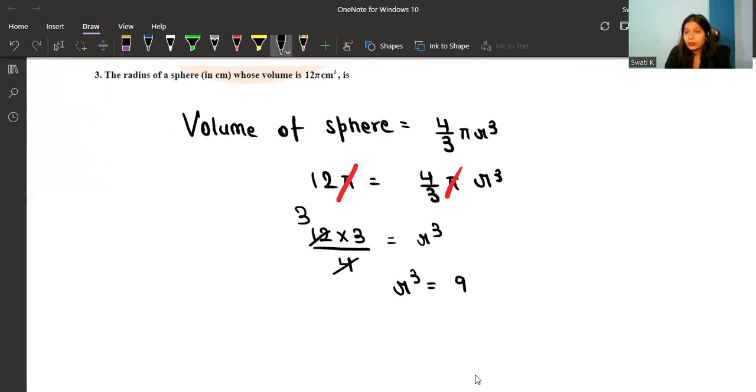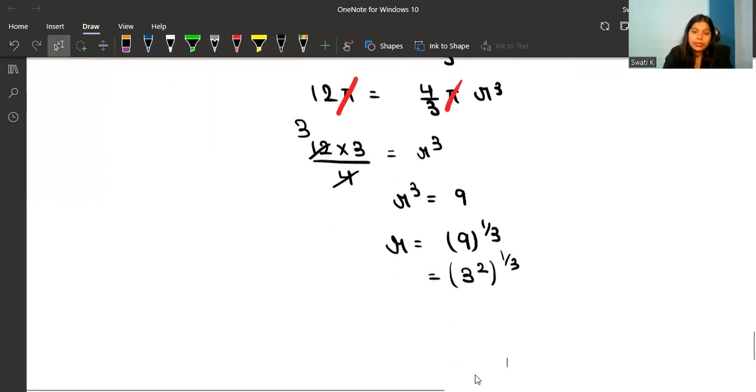This will become cubic root of 9, right? So let me just tell you how you can solve this. This will actually become 9 raised to 1 by 3. Now this is 9 raised to 1 by 3. So this we can also write down as 3 square, right? 3 square for 9 and then raised to 1 by 3, right?